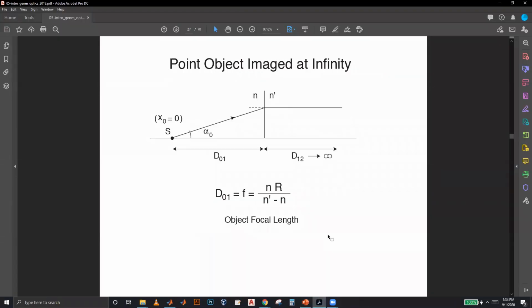Okay, so this is point object imaged at infinity, just the reverse. I think I'll leave this up. You can take a look at what this case is, and solve the problem by yourself. And if you have questions, ask me later on.